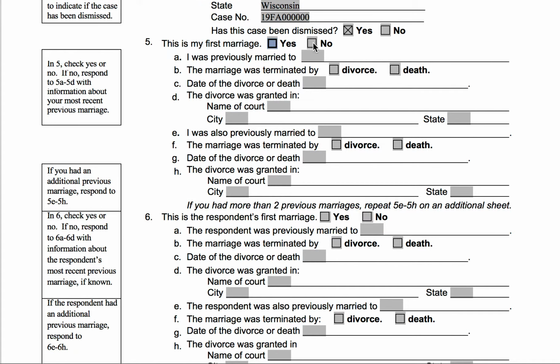But if it's not your first marriage, you're going to put no, and you'll put the name of the person that you were married to previously. So let's say, and John is our petitioner, before he was married to Jane Doe, he was married to Jane Smith. So I guess John really likes women named Jane, or he likes divorcing them anyway.